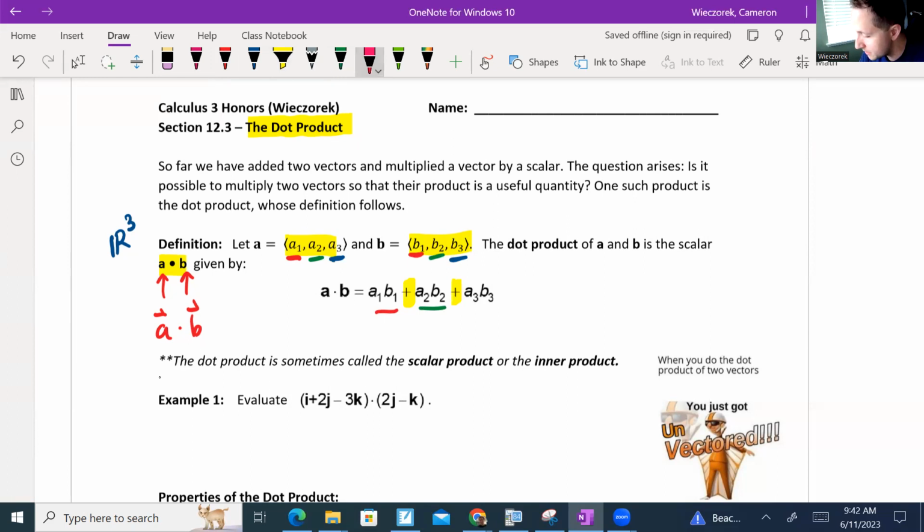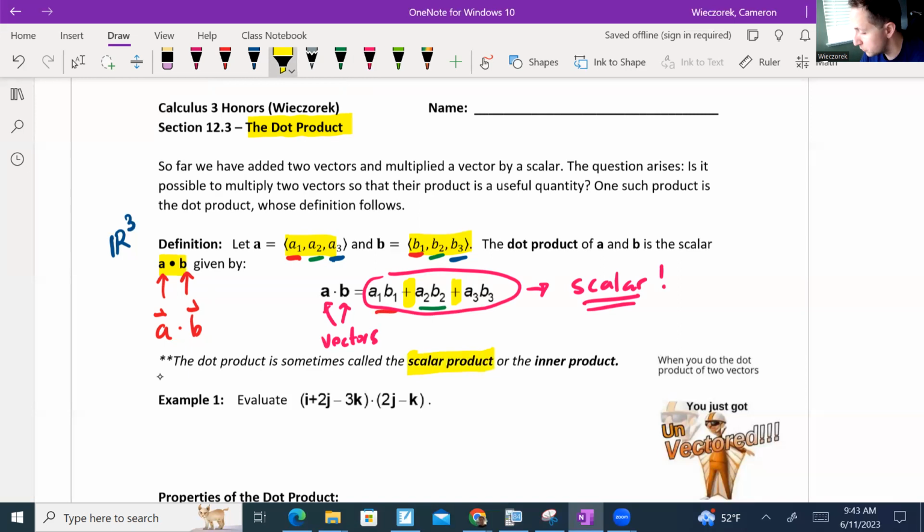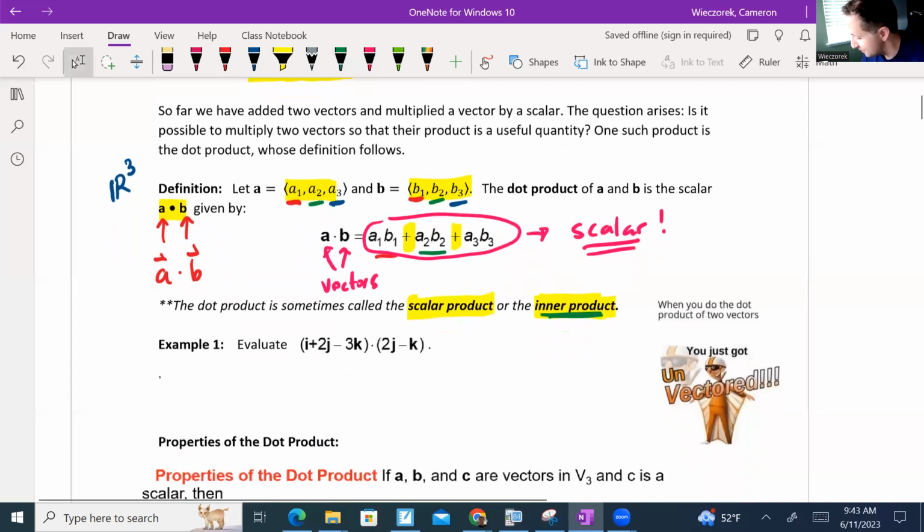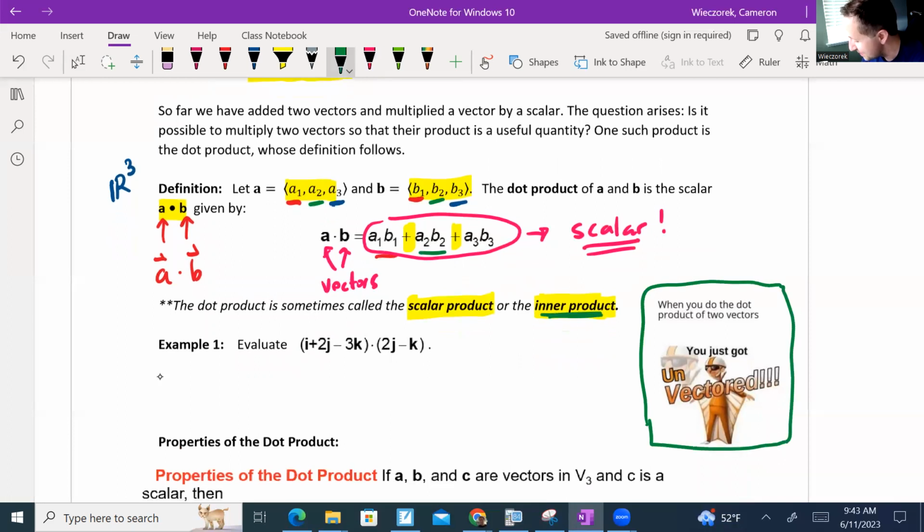What's interesting is that it takes in two vectors. These are both vectors. But this sum of products that it spits out is a scalar. So the dot product is not a vector. The dot product is a scalar. Sometimes it's called the scalar product, or you might hear it called the inner product, especially if you ever take a linear algebra class. Vector from Despicable Me here is reminding you that when you take the dot product of two vectors, you just got unvectored because it spits out a scalar. LOL.